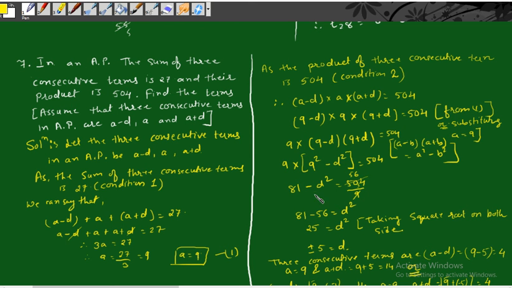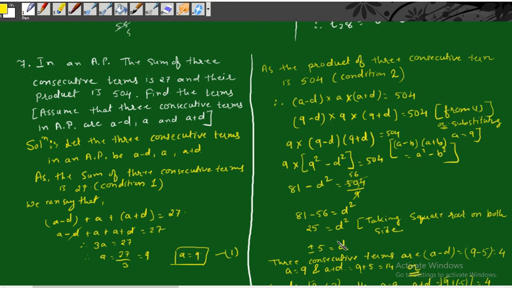I just interchange this d square to the opposite side and 56 to the opposite side to get d square. So while subtracting, I'll get 25 is equal to d square. By taking square root on both sides, I'll get plus or minus 5 is equal to d. So either d is equal to plus 5 or d is equal to minus 5.